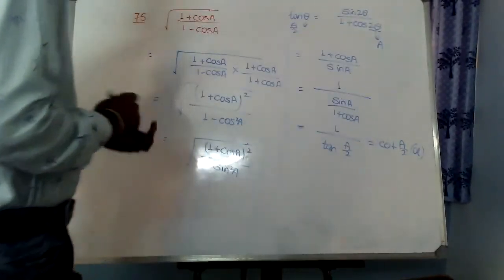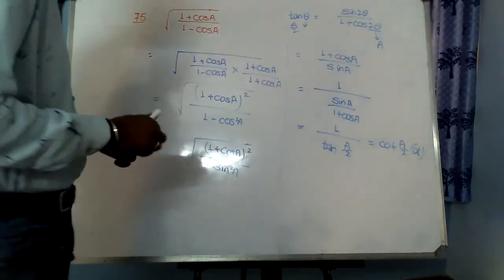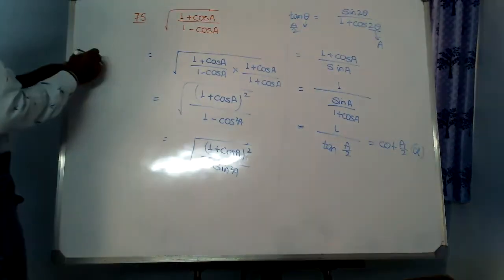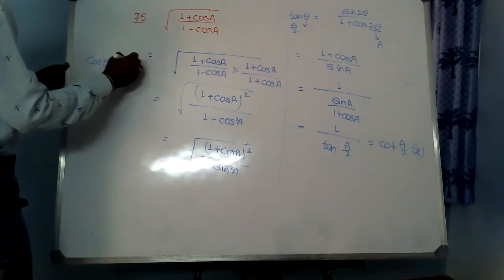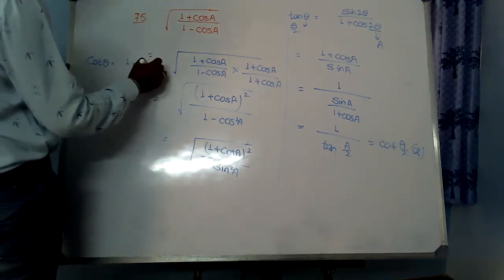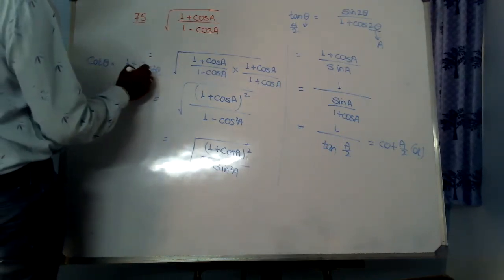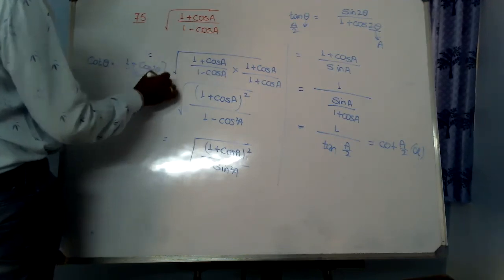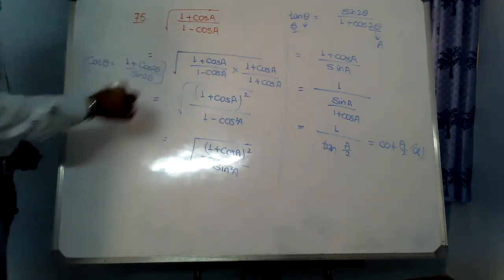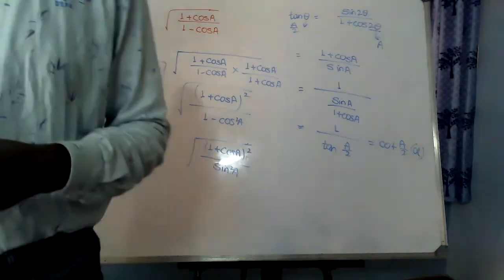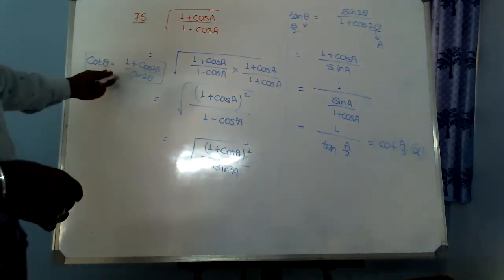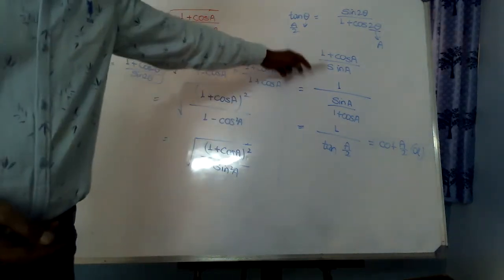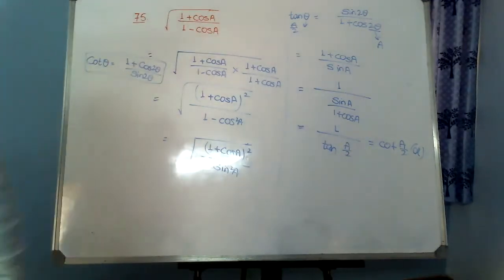Done. Or if you want to know the cot A by 2 formula directly, this is also a formula. Cot theta is equal to 1 plus cos 2 theta divided by sin 2 theta. I could have used this also directly, but that will bring one more formula into the picture, so I didn't want you to do that. I converted into tan, one formula which I've already given, and used it. If you are good with this formula, you can directly apply here. You can write it as cot A by 2. Fine.